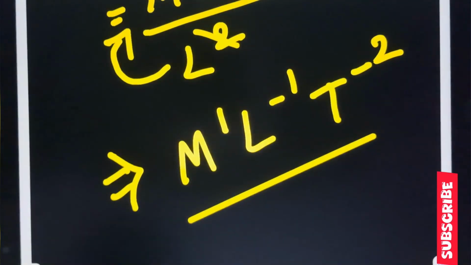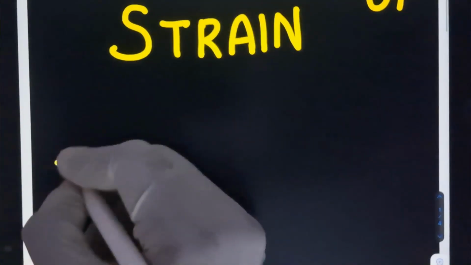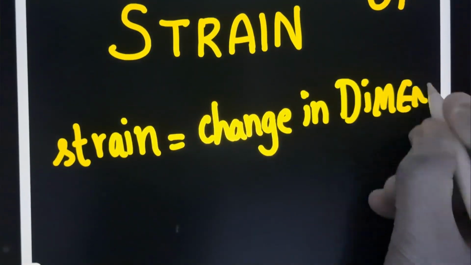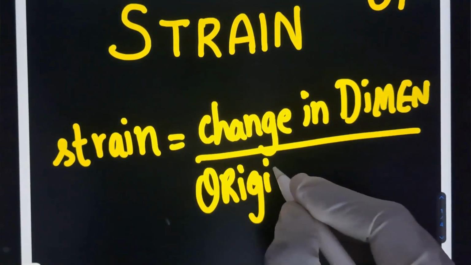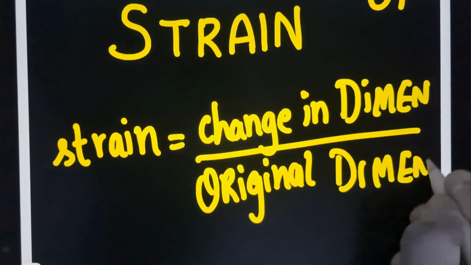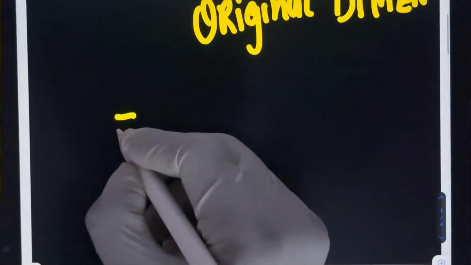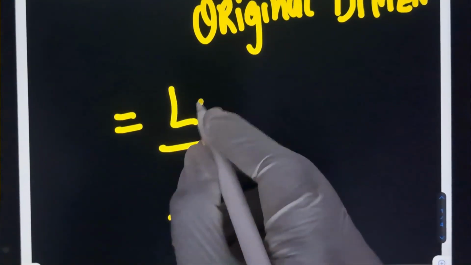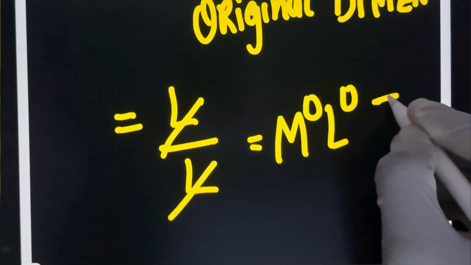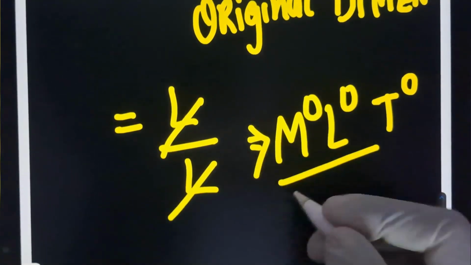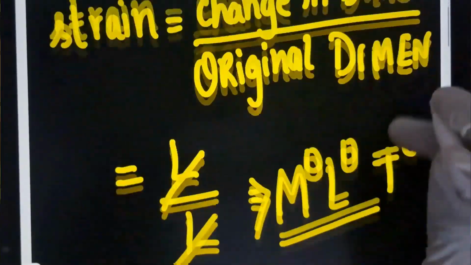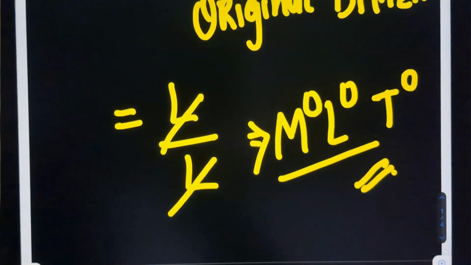To find the dimensional formula of strain, strain is equal to change in dimension by original dimension. Here both represent the length L by L, it is cancelled, so it has no units. M power 0, L power 0, T power 0. Here the strain has no units. M power 0, L power 0 and T power 0.